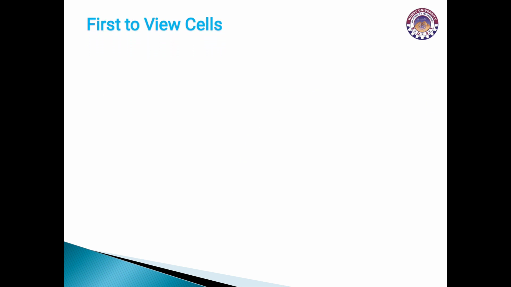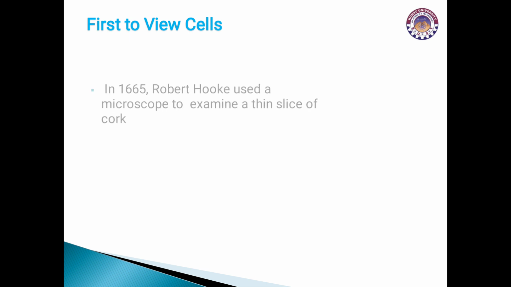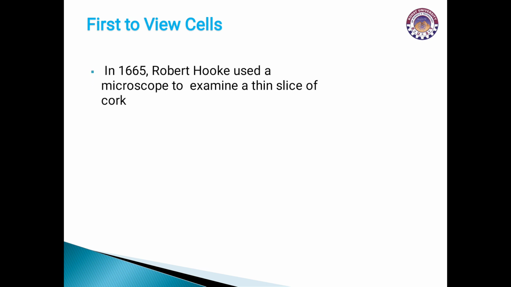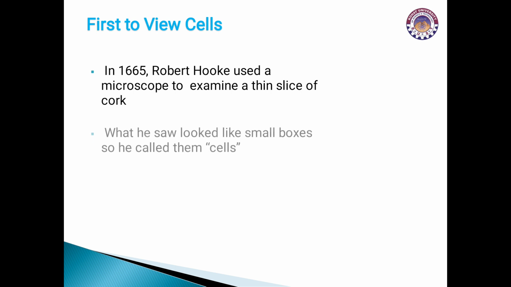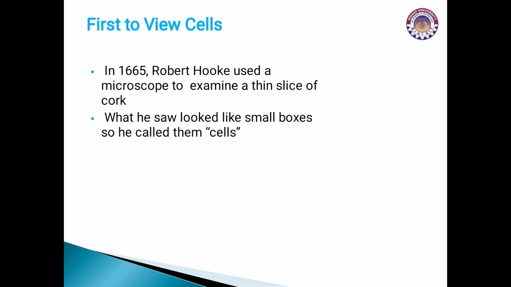Now, the person who first viewed cells, in 1665, Robert Hooke used a microscope to examine a thin slice of cork. What he saw looked like small boxes, so he called them cells.